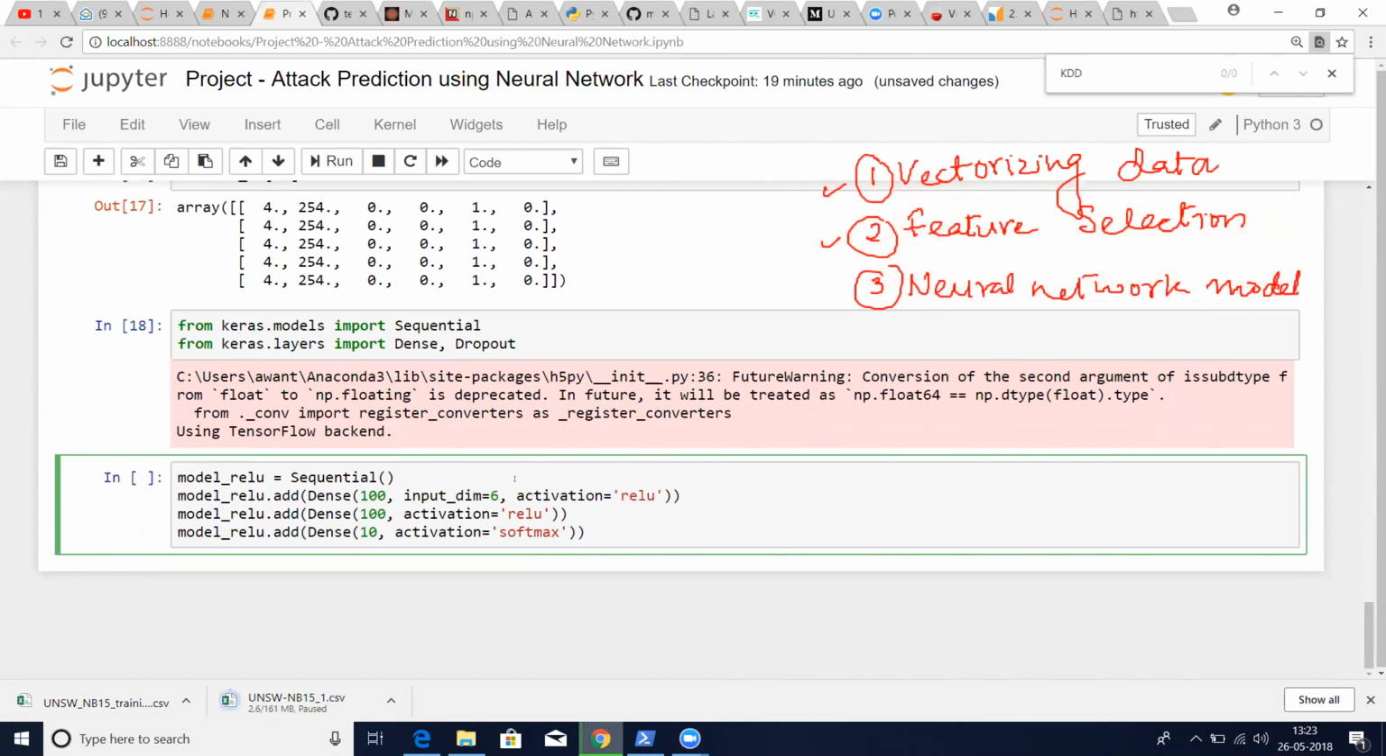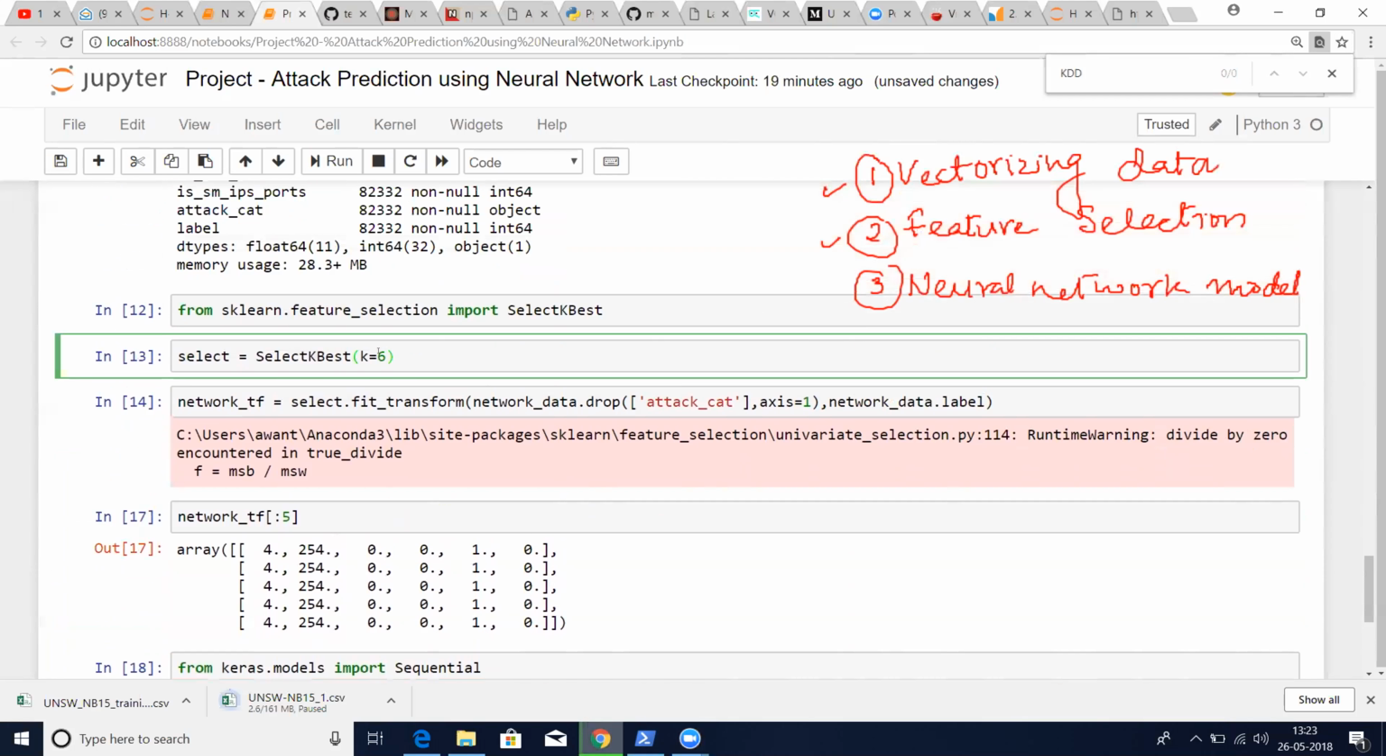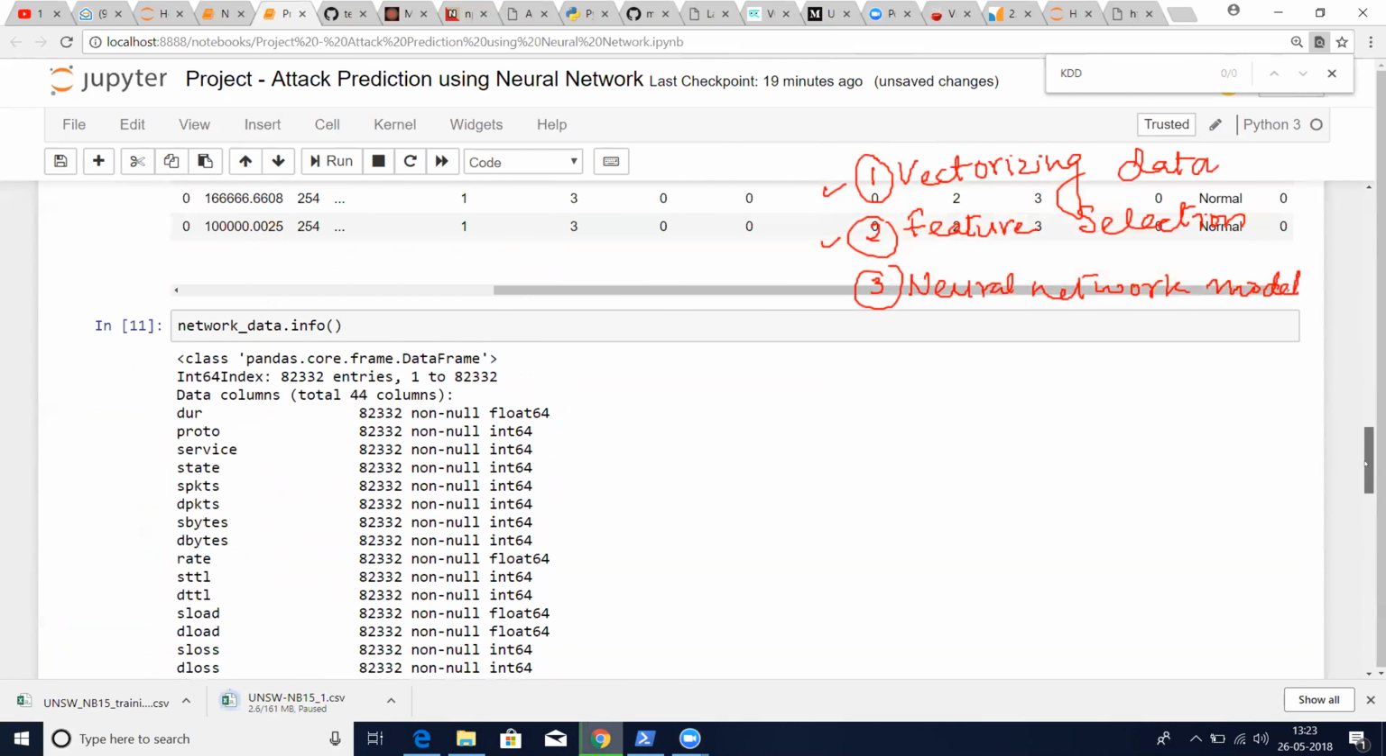What does this mean? In previous examples, we just decreased the number of nodes from the input layer to the dense layer. Now, since there are six data, actually we can make it more. Let me see the data.